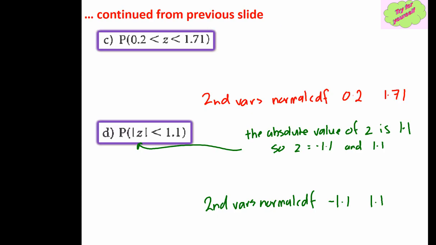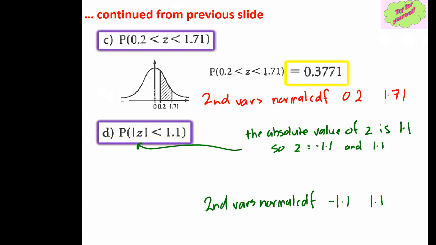So continue from the previous slide. Find the probability that the Z value is greater than 0.2 and less than 1.71. Notice that they don't have equals signs on there. So do a sketch of that. So 0.2 is greater than the mean, so it'd be up here. 1.71 is, of course, even more greater than the mean. So they want to know the value between here. So you'd go second bar's normal CDF, lower bound as being 0.2, upper bound as being 1.71, and you would get 0.3771, which makes sense because it's got to be less than half.